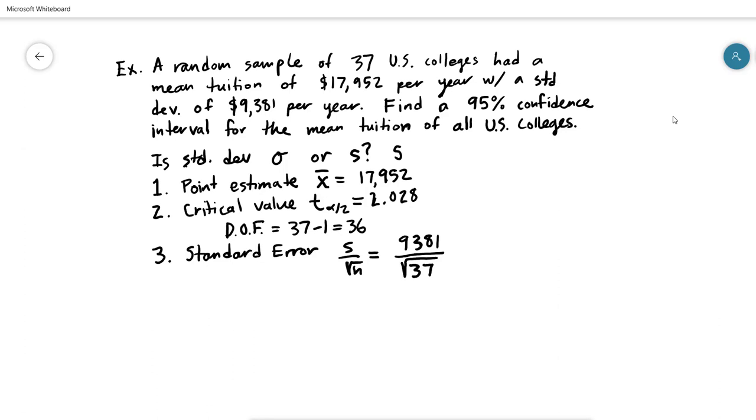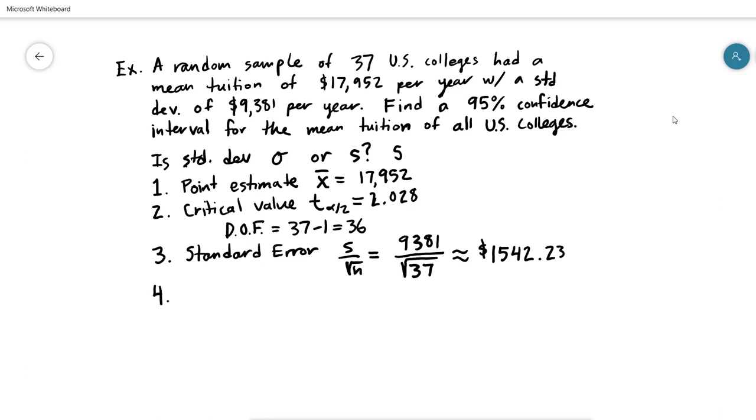And if we plug this into our calculator, let me take a minute to do that. I get, let's see here, about $1,542.23 ballpark. So there's our standard error.